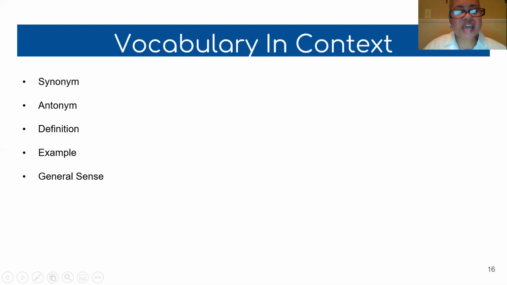Now, we're taking a look at vocabulary in context. And when we see vocabulary in context, in order to determine the meaning of an unfamiliar word, authors can use a synonym, antonym, definition embedded, an example, or you have to infer by using the general sense.